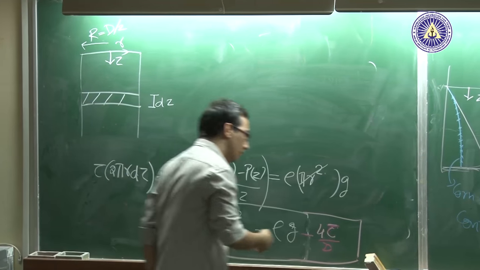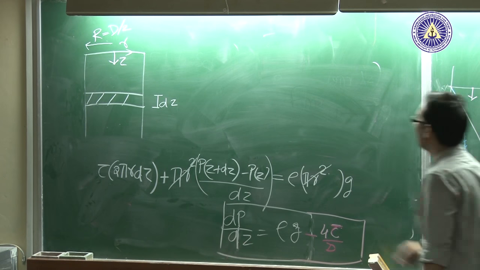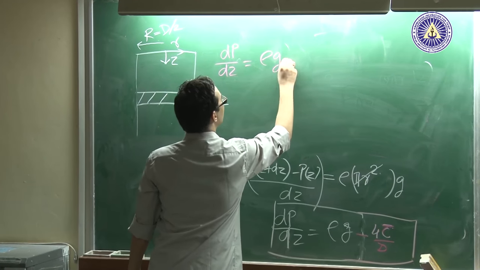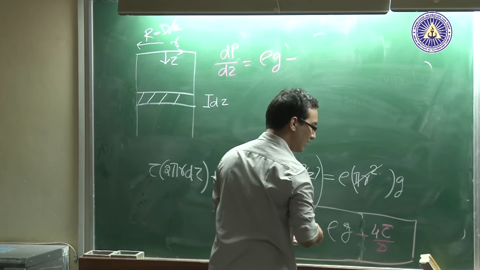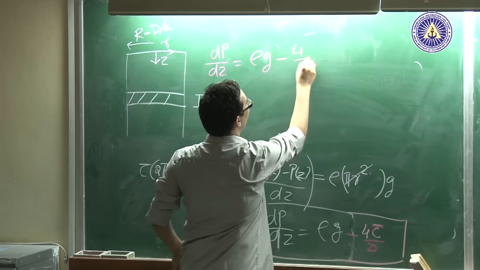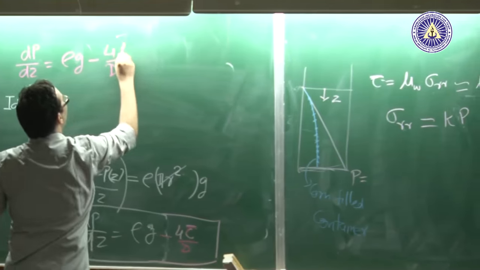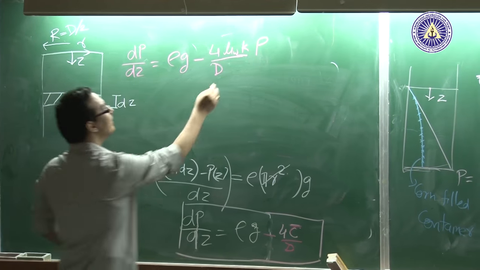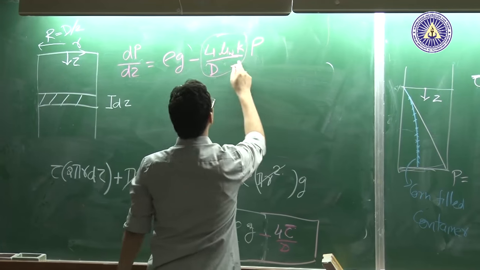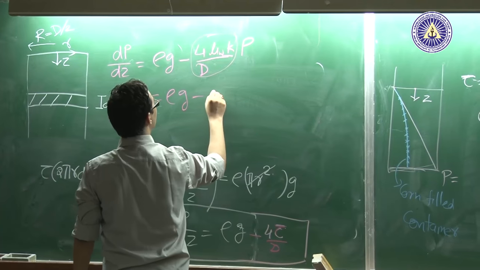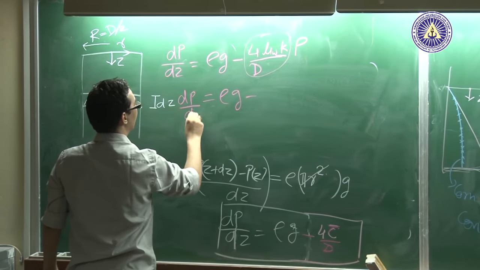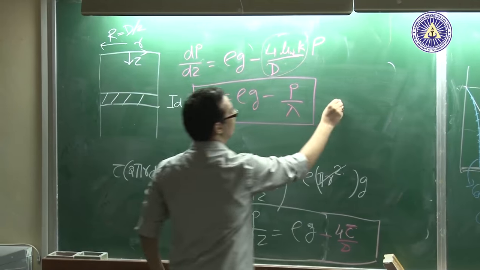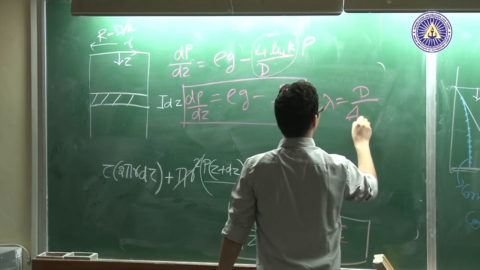We don't have white chalk here. The pieces are too small. Okay, I'll just continue with this. So what you'll have is dP over dz equal to rho g minus 4 by D times tau, and tau we have written as mu w kappa P. Just for simplicity, I'll write it in this form, where lambda is the diameter divided by 4 mu w kappa.